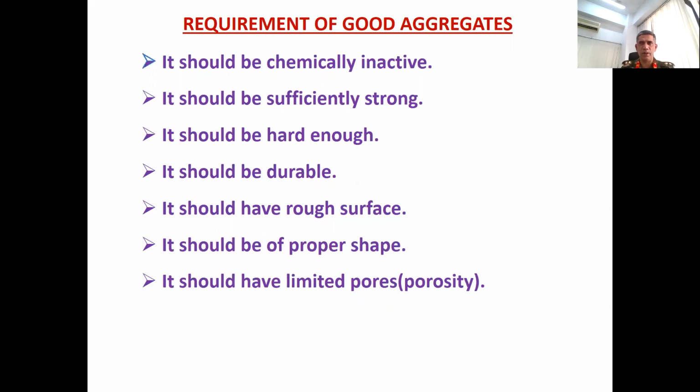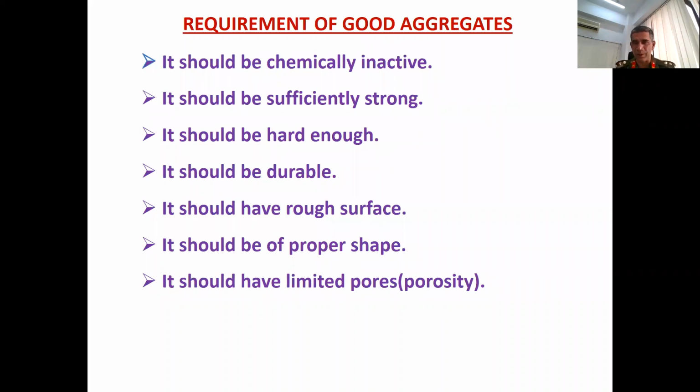Some of the aggregates may be too long. Some of the aggregates may be flaky. Some of the aggregates may be angular. Some of the aggregates may be round in shape. So shape and surface have some effect on the performance of the concrete. And then it should have limited porosity.